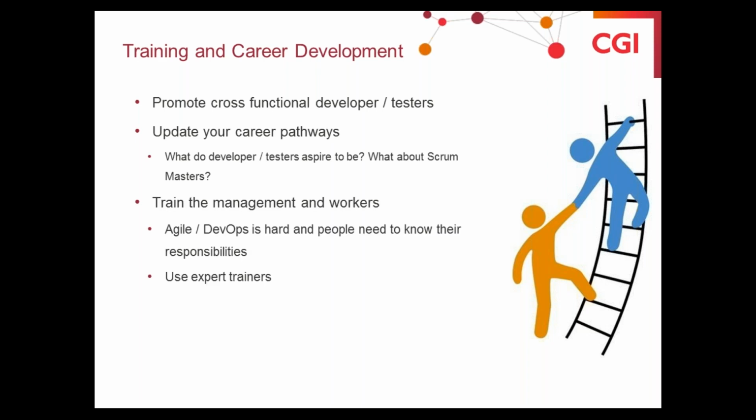Train the management and the workers. DevOps is hard and people need to know their responsibilities. You can't just say to someone, you're doing this or you're doing that, and expect them to pick it up and run with it. And use expert trainers. That investment in training will really provide benefits. Train your end users, train your product owners. They have to know their responsibilities so they can pick up and work as a self-managing team. And have a structured training plan that people can pick up and use going forward and tick off where they're going. And promote team players.